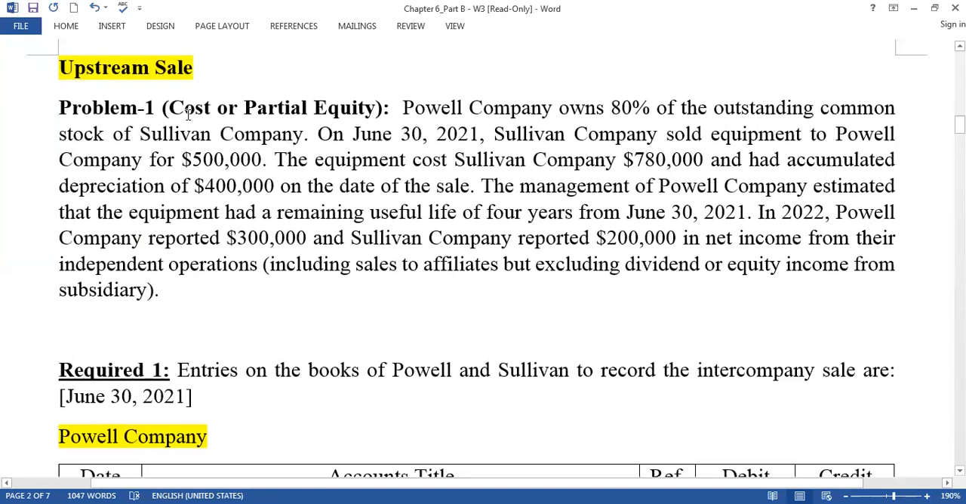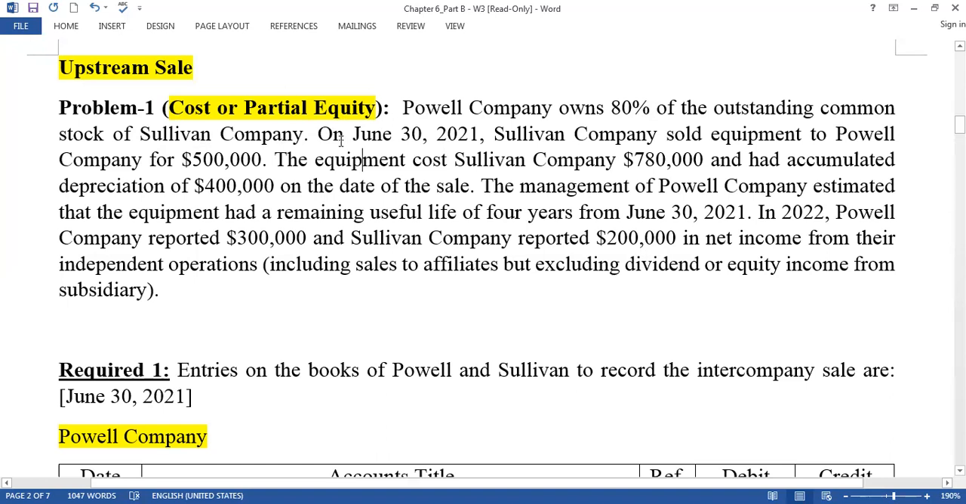Problem 1 is about cost method or partial equity method. So they are similar. Whether cost method or partial method, according to intercompany sales of plant asset, we have a similar way to do it. So parent company, Powell company, owns 80% of the outstanding common stock of subsidiary company. So as it is upstream sales.